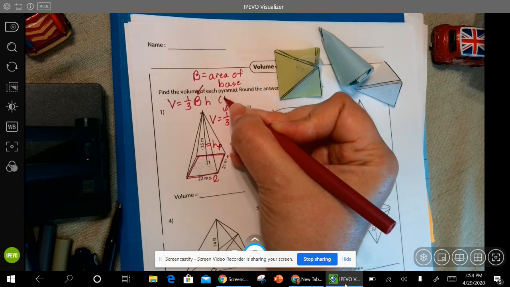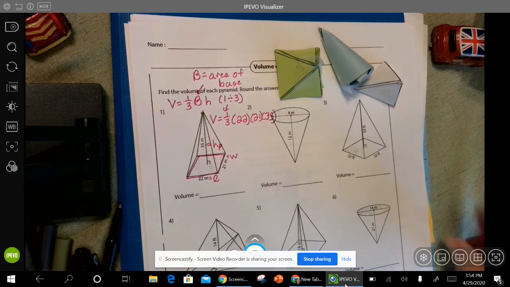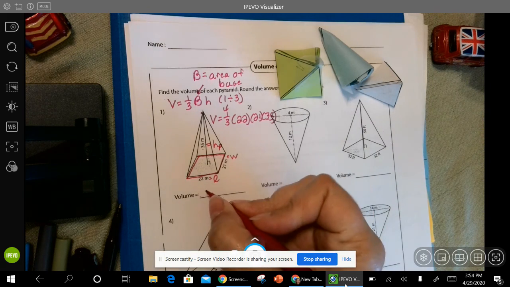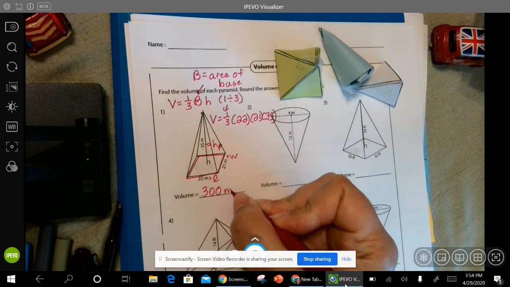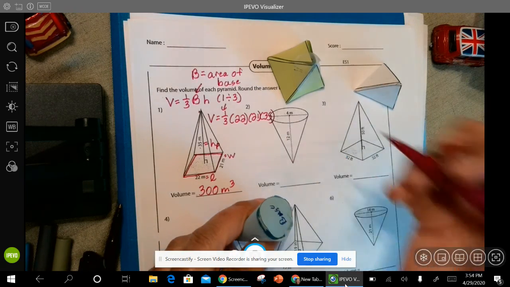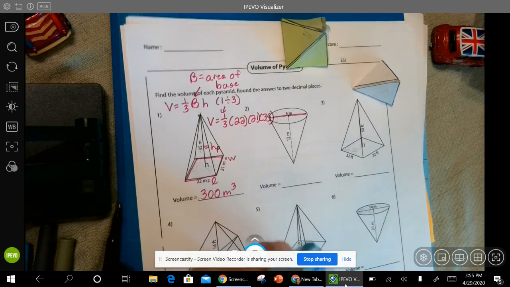Remember, in the calculator, you do parentheses 1 divided by 3, because a fraction is another way to write division. So 1 divided by 3 times 22 times 21 times 35. And we get that the volume is 300 meters cubed.